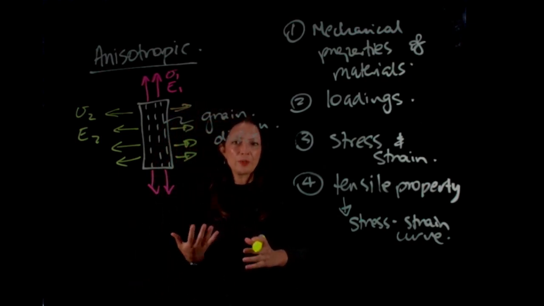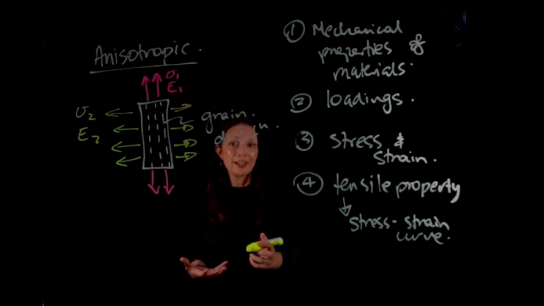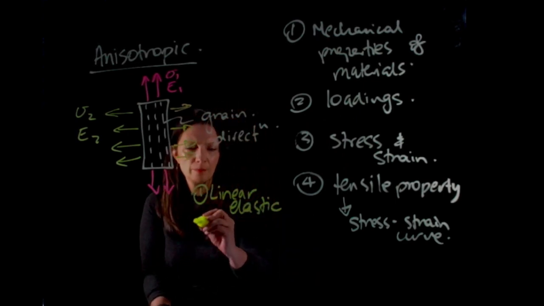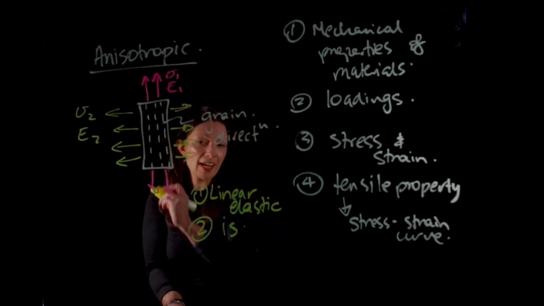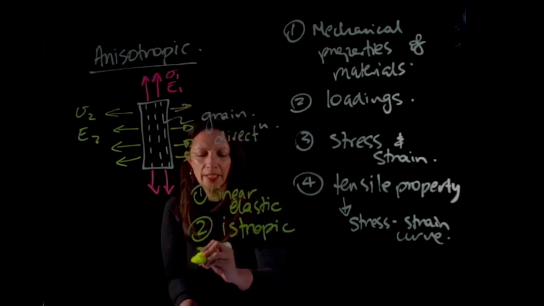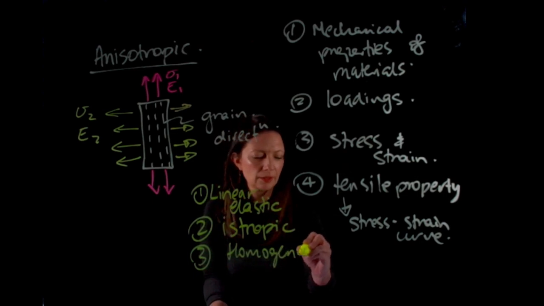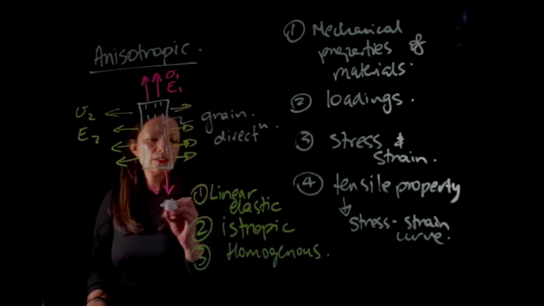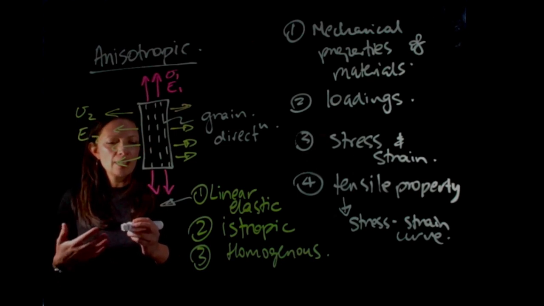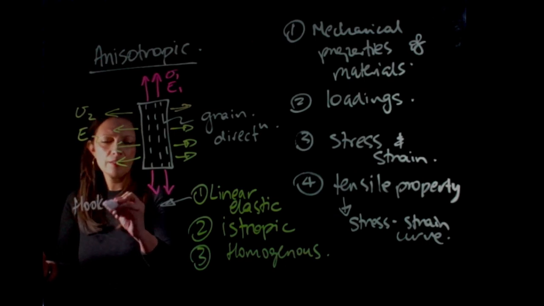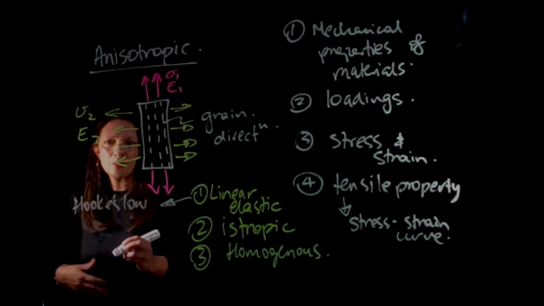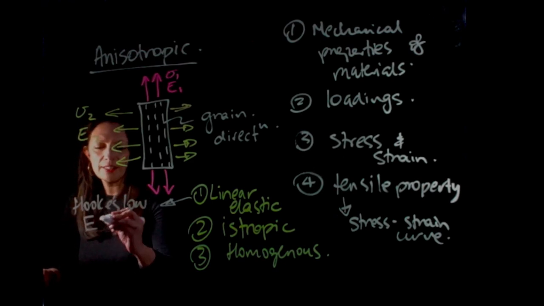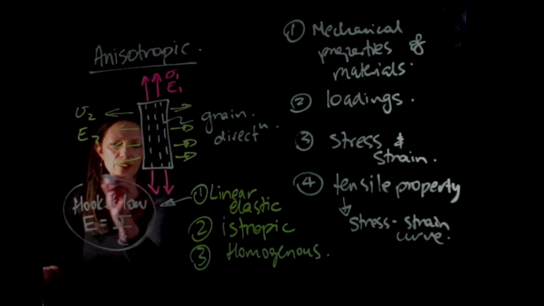For materials that we're looking at in this course, we're looking at materials that are actually going to be linear elastic, isotropic, so that's the opposite of anisotropic, and thirdly, homogeneous. So, what do we mean by these terms? Linear elastic is another way of saying Hooke's law, whereby we have a relationship between the stress and strain of a material. And we can say that the elastic modulus is equal to the stress over the strain, and this is actually what we're going to be looking at today.